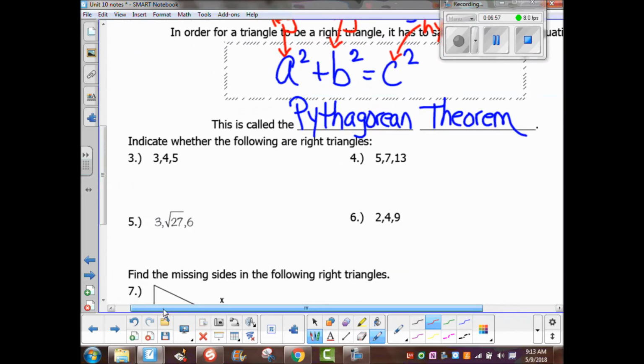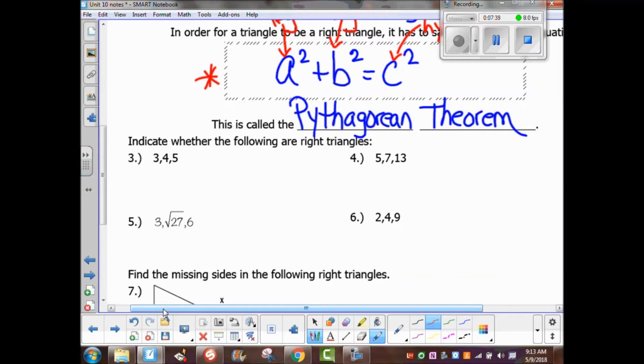So it says here, indicate whether the following are right triangles. So these are sides. 3, 4, and 5 are sides of potentially a right triangle. We want to see, are they truly sides of a right triangle? In order for a triangle to be right, we said it has to make this equation true. A squared plus B squared equals C squared. So how do I know which one is C? You said the legs didn't matter. The 3, the 4, or the 5?